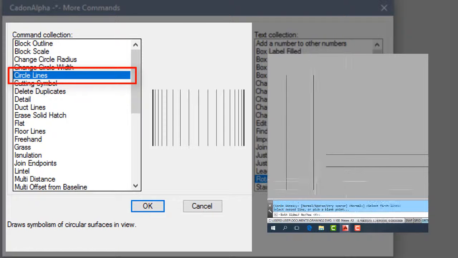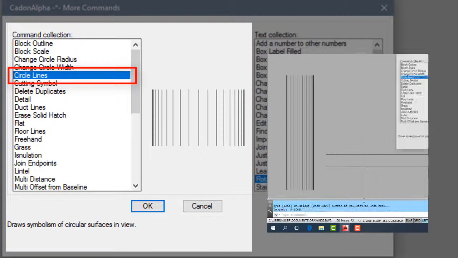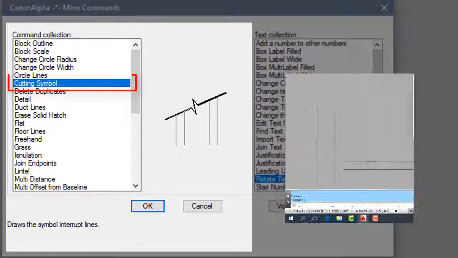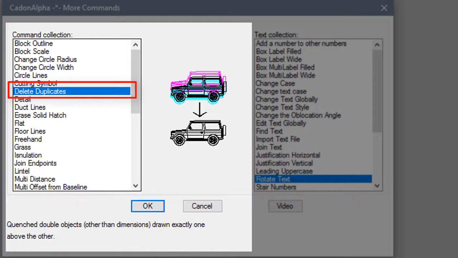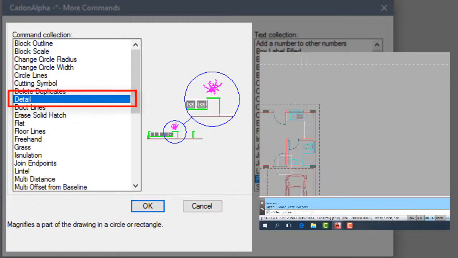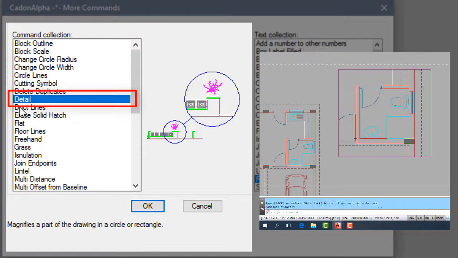Draws symbolism of circular surfaces in view. Draws the symbol interrupt lines. Deletes double objects, other than dimensions, drawn exactly one above the other. Magnifies a part of the drawing selected in a circle or rectangle.